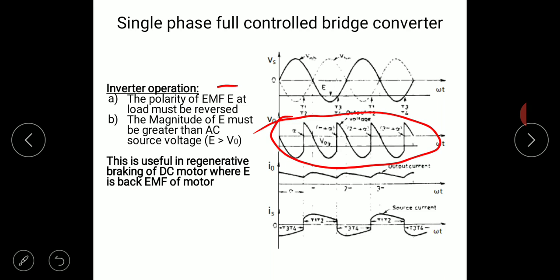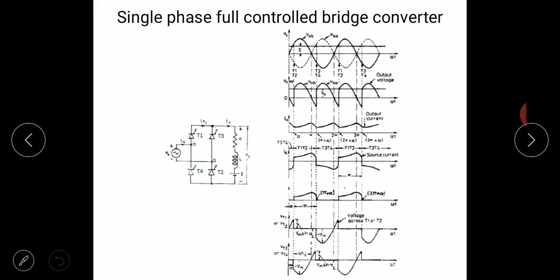Now, the power has to flow from load to source side, and that is only possible when the polarity of back EMF is reversed, because with the positive polarity the current cannot flow, because the thyristors cannot conduct the current in the direction that is opposing, that means the current cannot conduct from cathode to anode side in the thyristors. The current will flow from the load side to supply side only if the polarity of back EMF at the load is reversed.